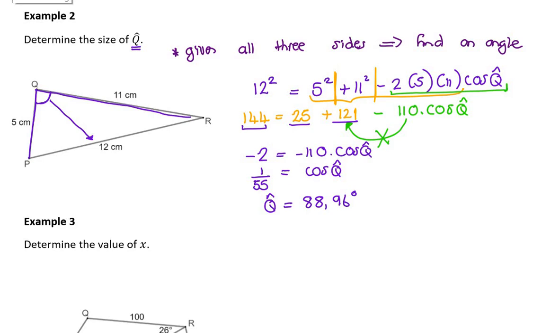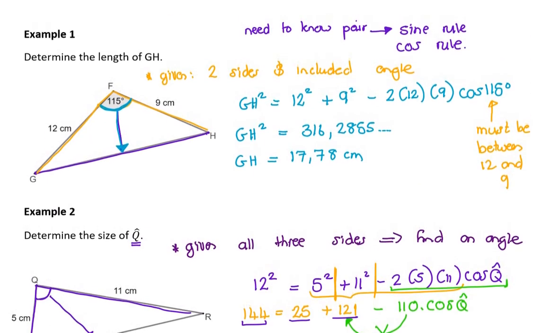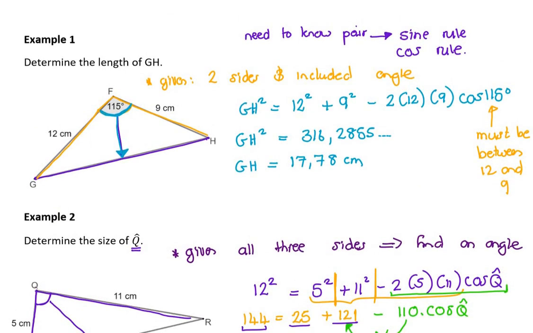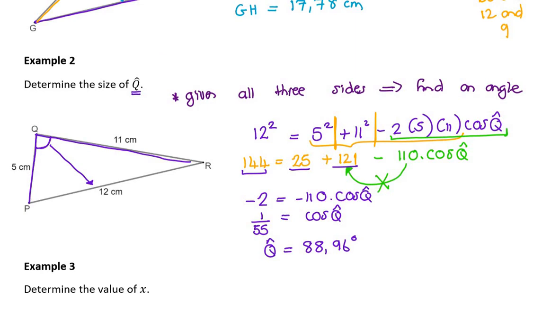Right, so far we've done the two examples where the cos rule is useful. One, when you have two sides and the included angle, and you can find the third side. And number two, when you're given all three sides, you can find an angle. Now, because they asked for Q, I set it up in this way. If they'd asked for R, I just would have set it up in a different way.